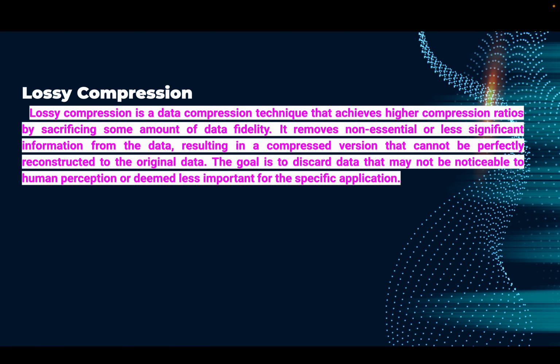Lossy compression is a data compression technique that achieves higher compression ratios by sacrificing some amount of data fidelity. It removes non-essential or less significant information from the data, resulting in a compressed version that cannot be perfectly reconstructed to the original data. The goal is to discard data that may not be noticeable to human perception or deemed less important for the specific application.